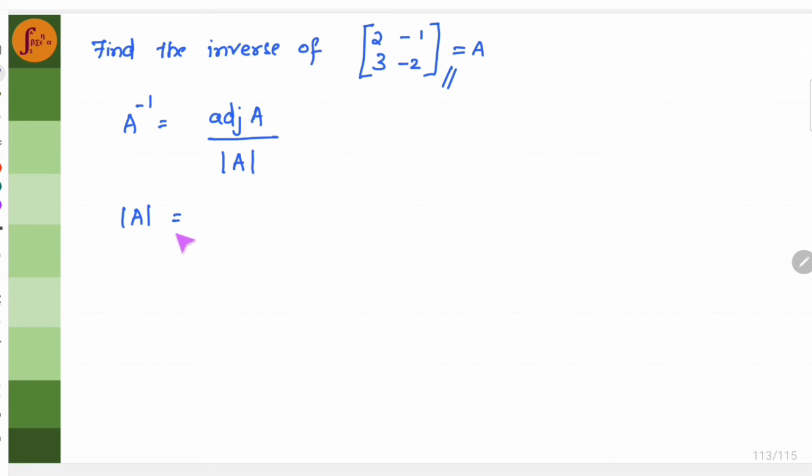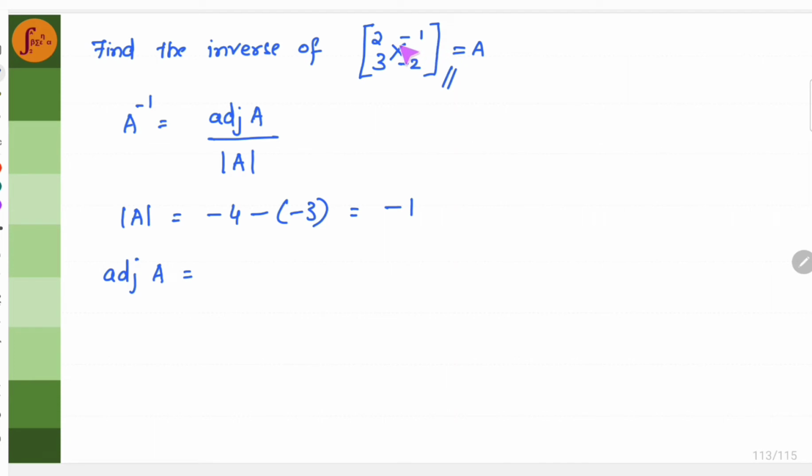So let's find the determinant. Determinant is cross multiply. So 2 into 2 is 4, minus of minus 3. So you're going to get minus 1. This is the determinant. Now we'll have to find the adjoint. Once we find the adjoint, we'll divide them and you'll get the inverse of matrix A. So adjoint of A is finding the cofactors.